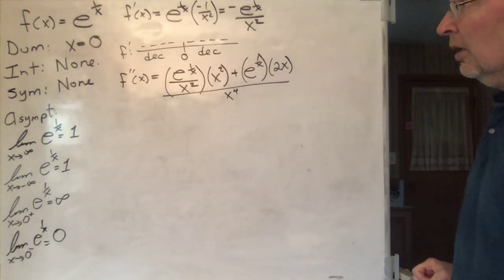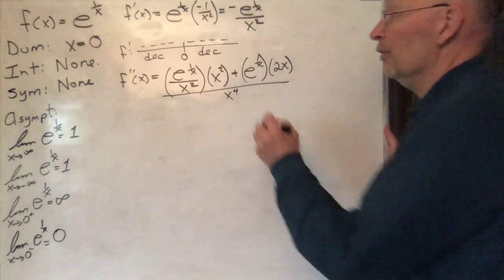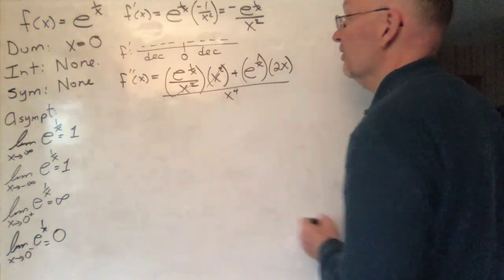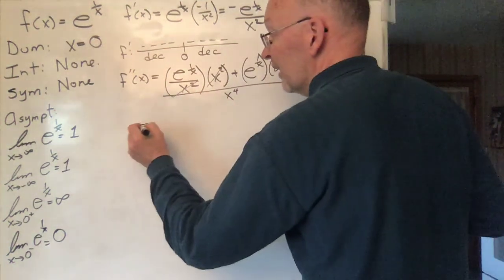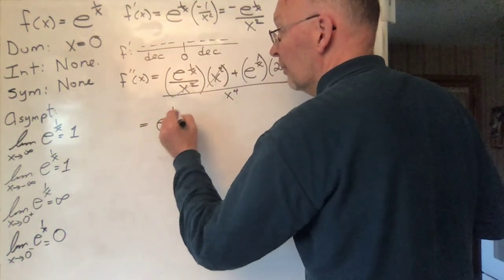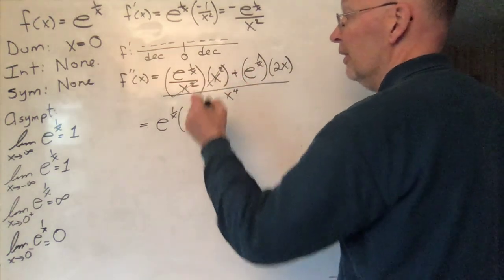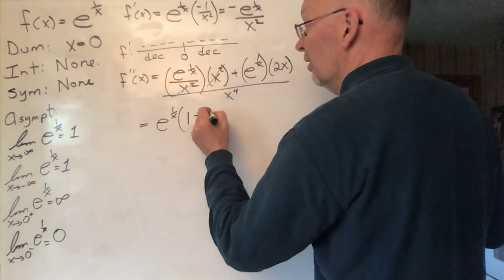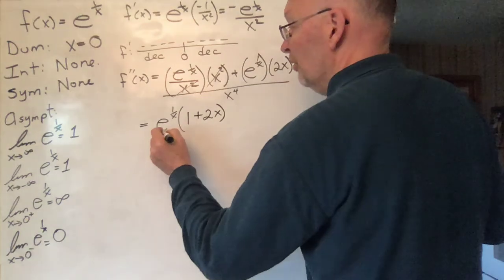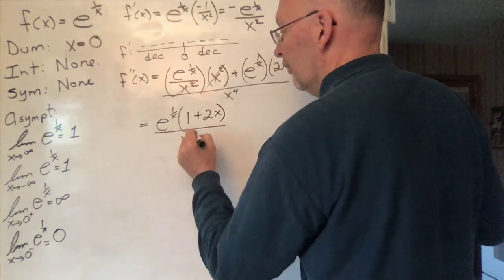Okay? So look at what happens. First of all, this divides out with this. I can factor an e to the 1 over x out of both of these things, and I'm left with 1 plus 2x, all divided by x to the 4th.